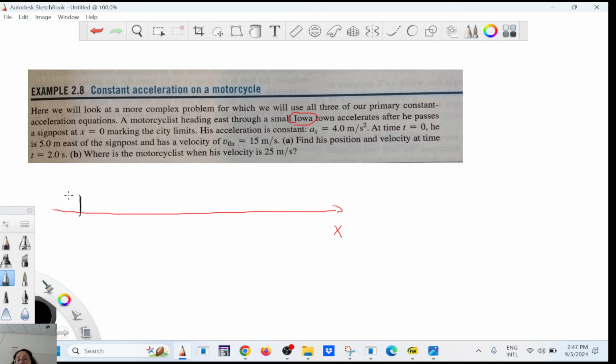So you have the city limit here. Gonna put that 0. So this is x equals 0. Read and translate. Do it. Okay, so here, when you start your stopwatch, is here.